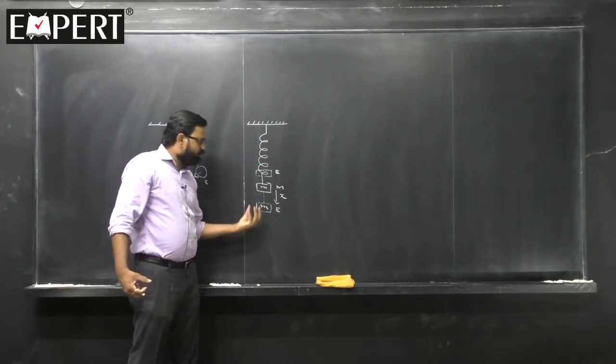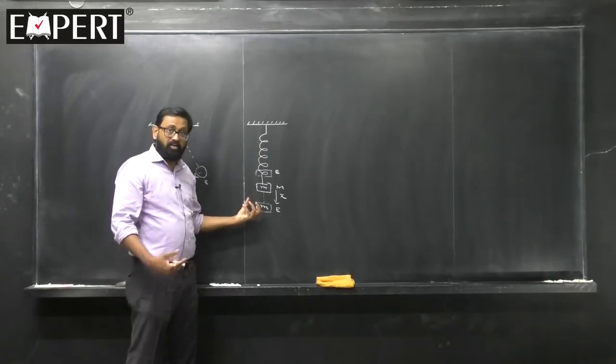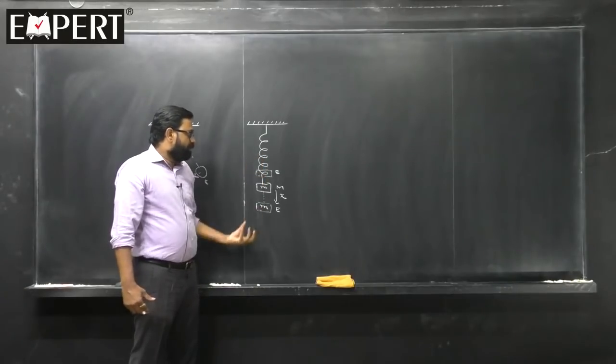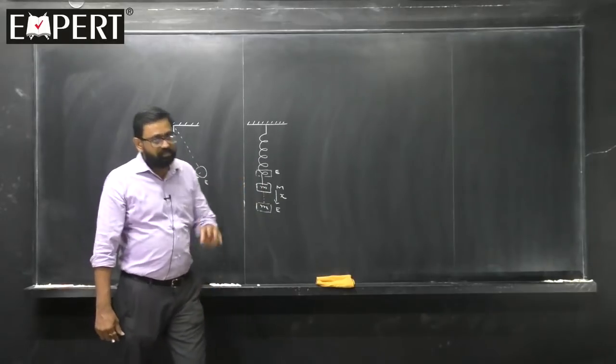What you observe here is an oscillation of a spring, or I can also call it a vibration of a spring. The spring will be vibrating about the mean position, or the spring will be oscillating about the mean position. This is the fifth example.